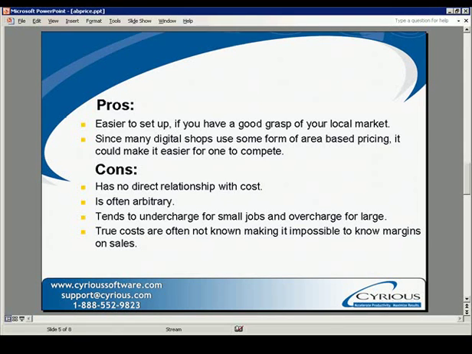Oftentimes that square foot price is an arbitrary price and no one can really tell you what has gone into creating that price. It tends to undercharge for small jobs, overcharge for large, and the true costs are often not known, making it impossible to know margins on sales.